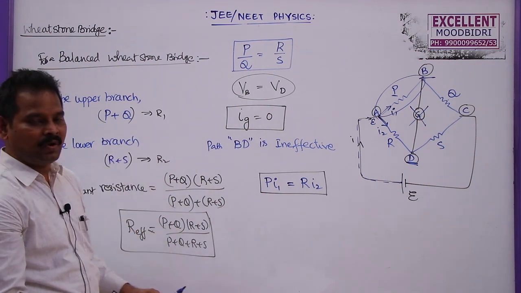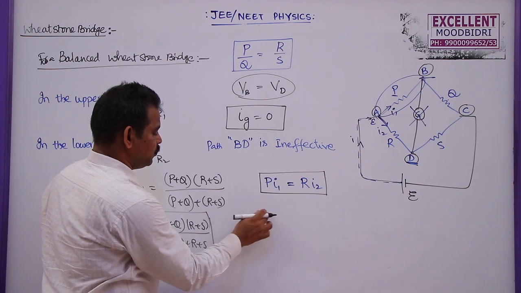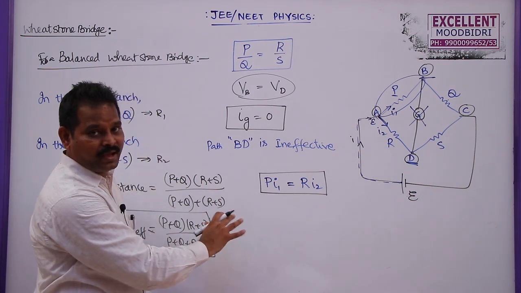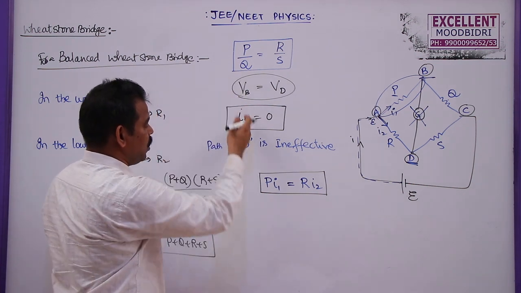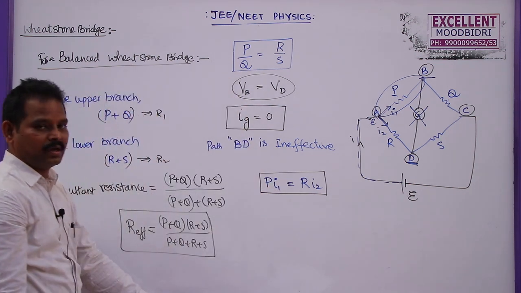Especially in JEE Advanced exam, sometimes they may give for a balanced Wheatstone bridge, in matrix matching type method, 5 options on the right side. So they may give all these 5. So all these 5 are correct.